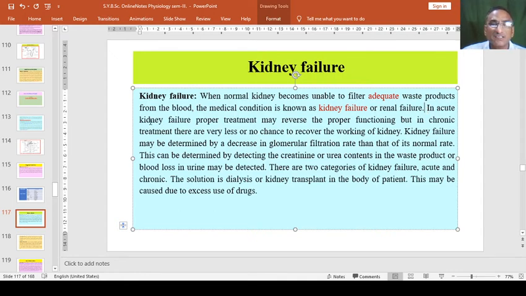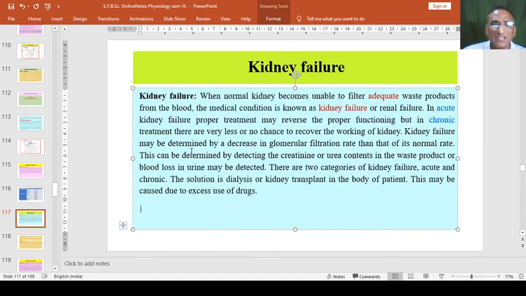In acute kidney failure, proper treatment may reverse it and restore normal functioning, but in chronic kidney failure there are very few or no chances of recovery. Therefore the acute situation is better, because it can recover. But chronic kidney failure has low or no chances of recovering the working of the kidney.